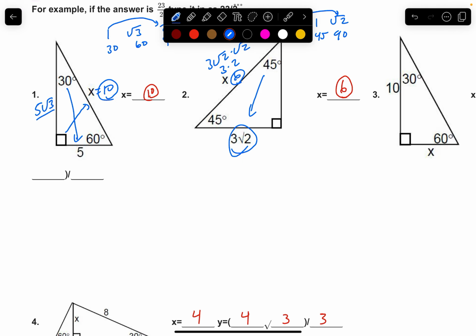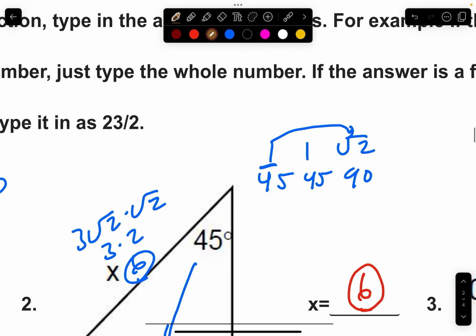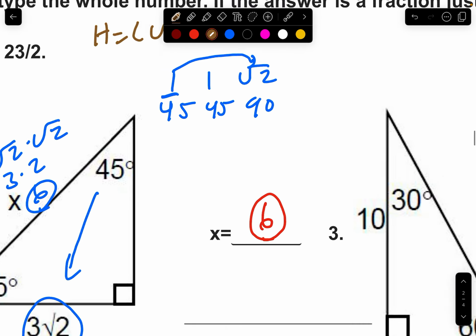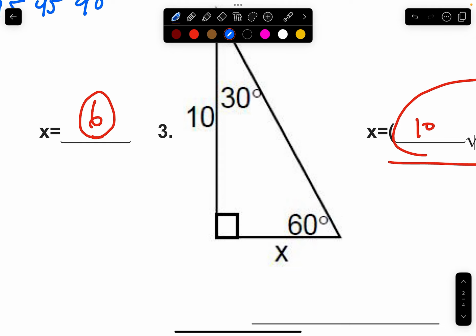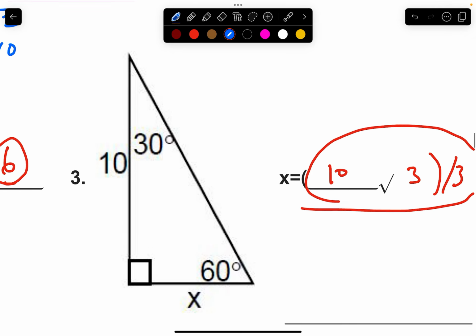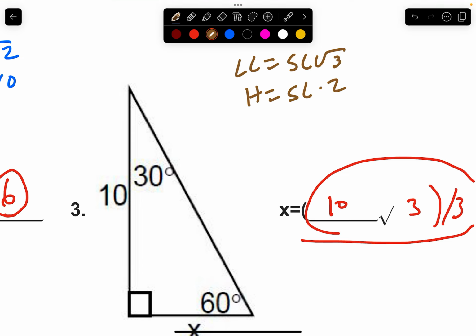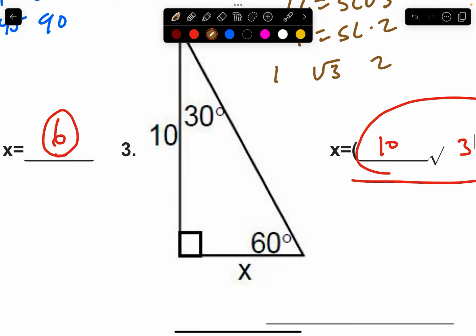Just to recap the rules, the hypotenuse equals the leg times root 2 in this case. Perfect. All right, next one here, 30, 60, 90. And I should have done this on the first one, but the long leg equals the short leg times root 3, and the hypotenuse equals the short leg times 2, which reduces to our 1, root 3, and 2 every single time. So you have to establish what you have first.